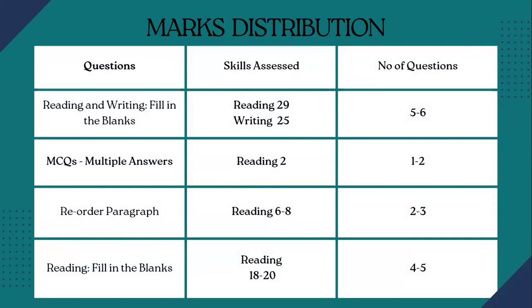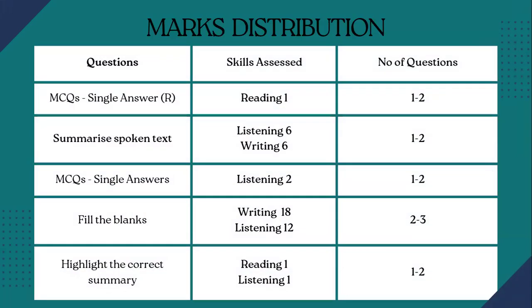multiple choice giving you just 2 points in reading, not very important, and you will get 1 to 2. Reorder paragraph, you will get 2 to 3, very tricky. Most of the time students complain about this question. This question will give you 6 to 8 points in the reading module, and then reading blanks giving you 18 to 20 points in reading, and you will get 4 to 5 questions of it. So it's up to you how you manage time to reach this very important question, reading fill in the blanks, 18 to 20 contribution. After this, there'll be one last question, that is MCQ singular in the reading module, giving you just 1 point in reading, and the number of questions is 1 to 2.